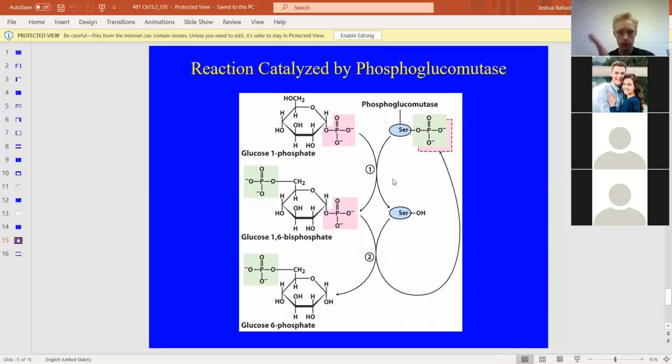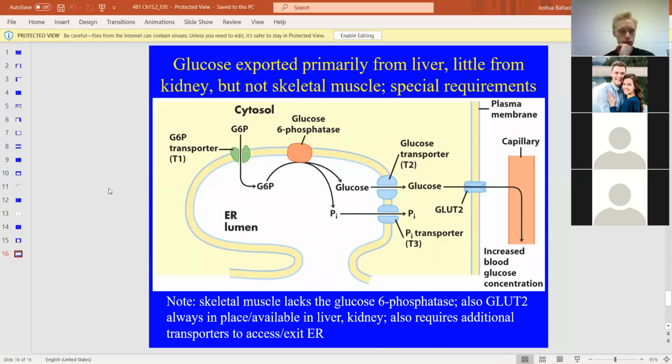This is the reaction mechanism overall for phosphoglucomutase. And this is just explaining that the situation in skeletal muscles is kind of significant. They need special enzymes in order for this to happen.